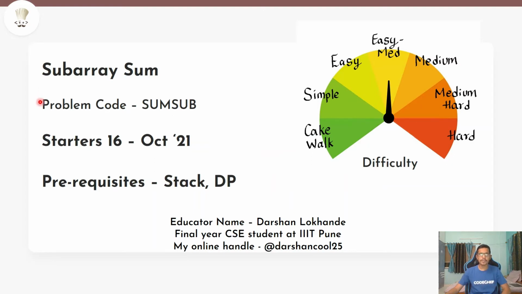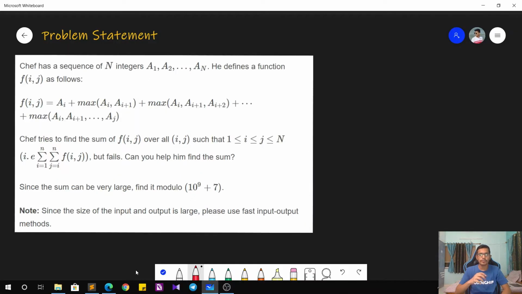The problem that we're going to solve today is subarray sum. The problem appeared in Starter 16 of October 21 and is of difficulty level easy-medium. The prerequisites to solve this problem include stack and dynamic programming. The problem statement goes as follows.